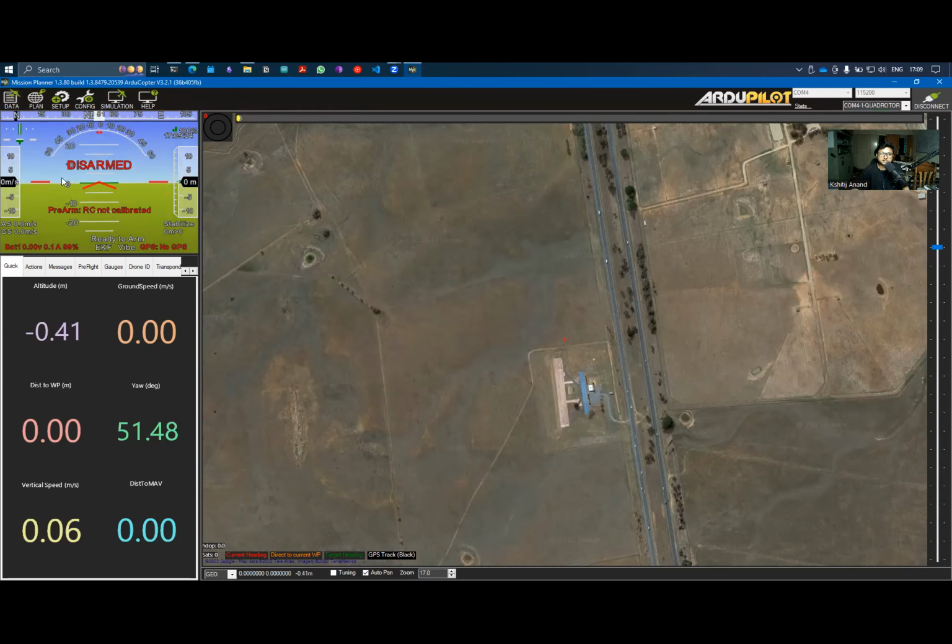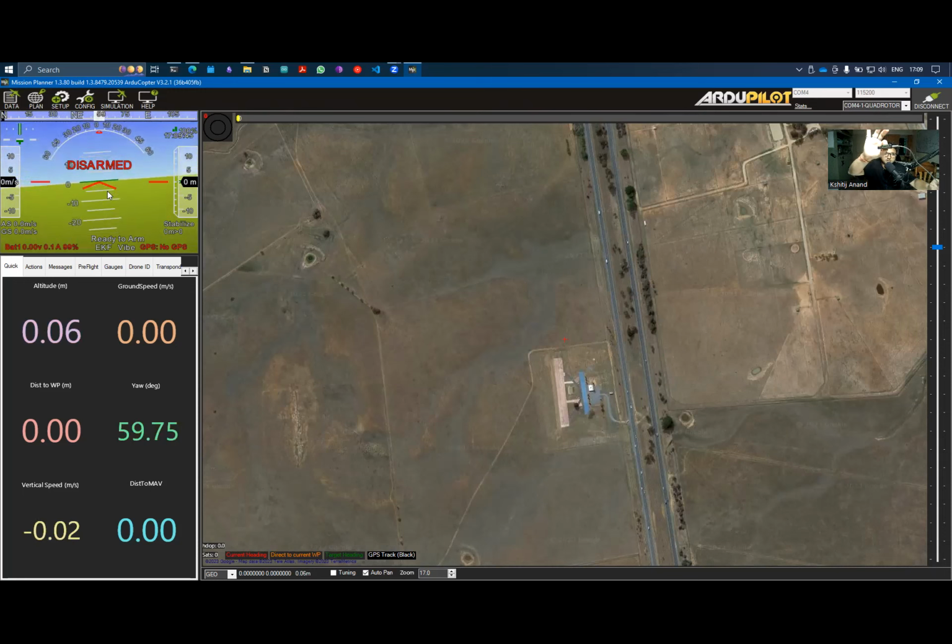And it's giving me an error here that the RC is not calibrated, so you'll have to calibrate it. And this is the horizon, the virtual ground horizon in front of you. If I tilt my ArduPilot, I'll just put it up on the screen. So now this is the forward direction.